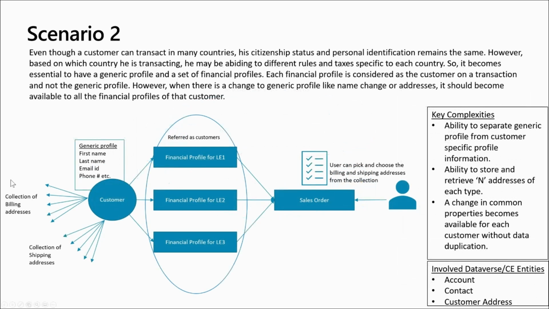The next scenario we are talking about is, for example, you have a big customer that can transact into many different legal entities, many different countries. From a customer perspective, the generic profile is the same. For example, the first name of a person or the organization is the same, some of the contact information is the same. However, due to different countries, due to the nature of business in different legal entities, they have different taxonomy, they have different payment terms, right?